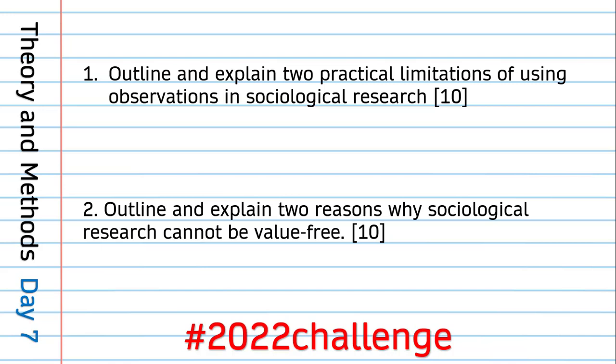So I've put the first question: outline and explain two practical limitations of using observations in sociological research. Now, of course, practical limitations are things like the time it's going to take, the access to participants, how it's going to be funded, the opportunity to conduct the research, lots of logistical problems. Again, it says observations, it doesn't say any specific type of observation. So this could be participant or non-participant. It could be overt or covert.